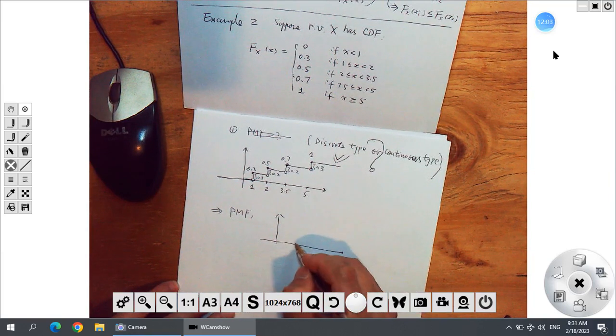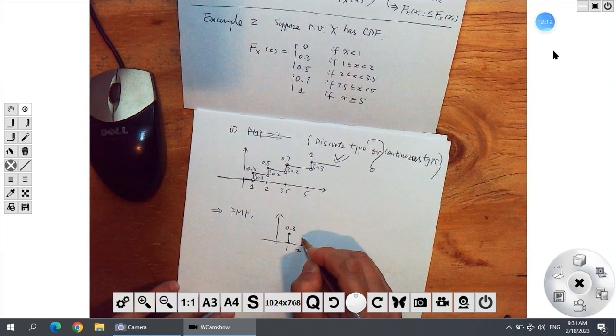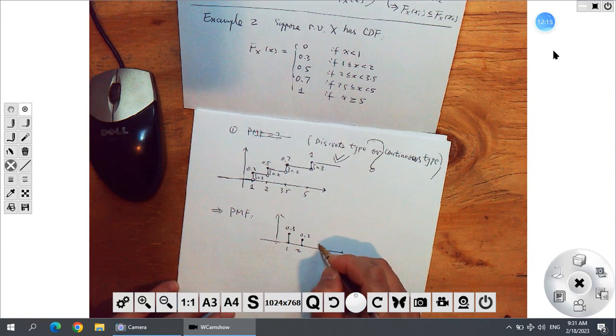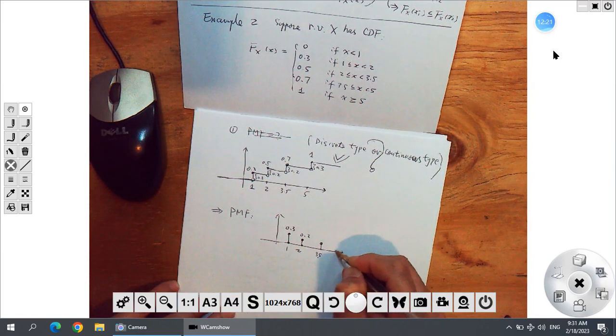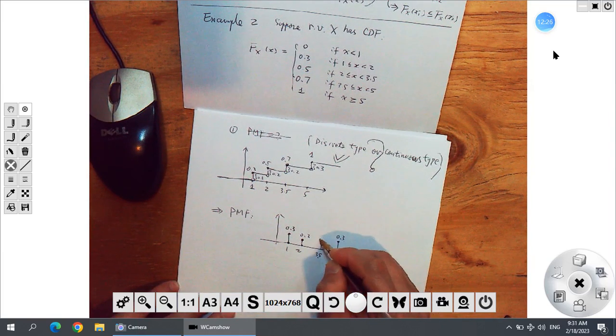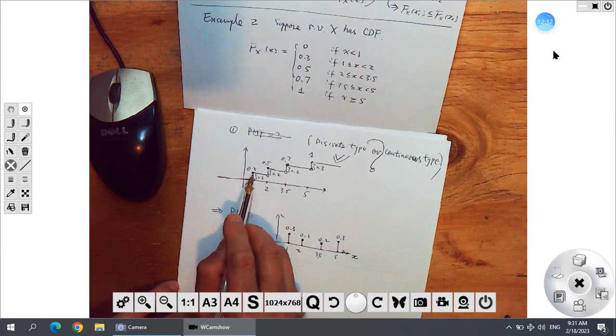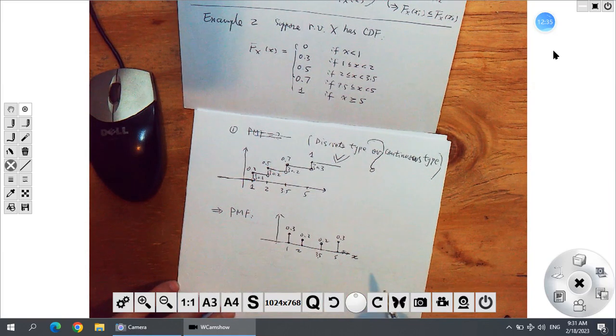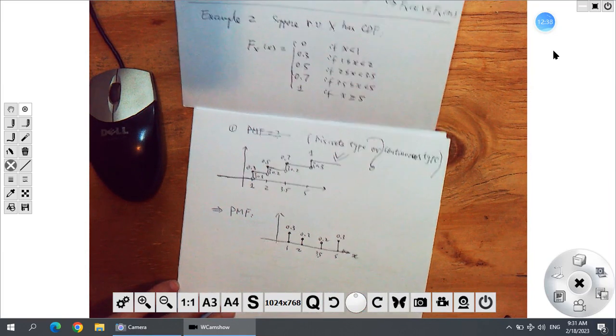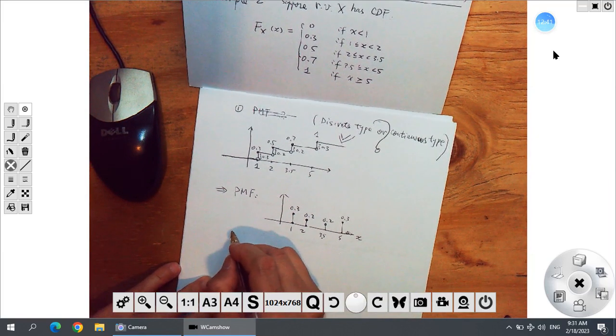Just those jumps. At 1 we have a jump, it is 0.3. At 2 we have another jump, it is 0.2. And at 3.5 we have a jump of 0.2 again, and at 5 we have another jump, 0.3. So this is the PMF. You just use these stairs. That is a PMF. And we write it as a function. The PMF is P_X of x equal to.